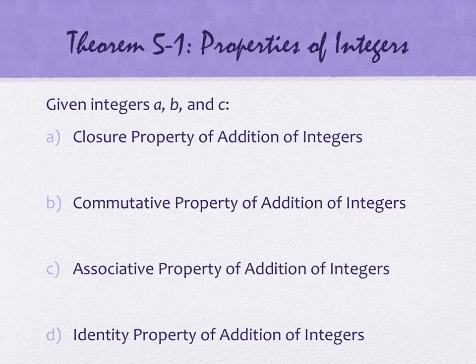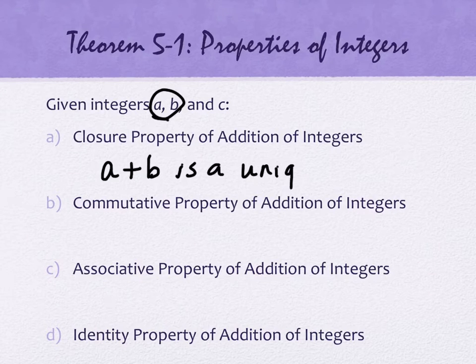The closure property says that if you take integers, we'll take two of them here, a and b, then a plus b is a unique integer. You add two integers together, you get another integer. It doesn't become a fraction, it doesn't become a decimal, it doesn't turn into a pi. Nothing like that can happen when you're adding integers together, you just get other integers.